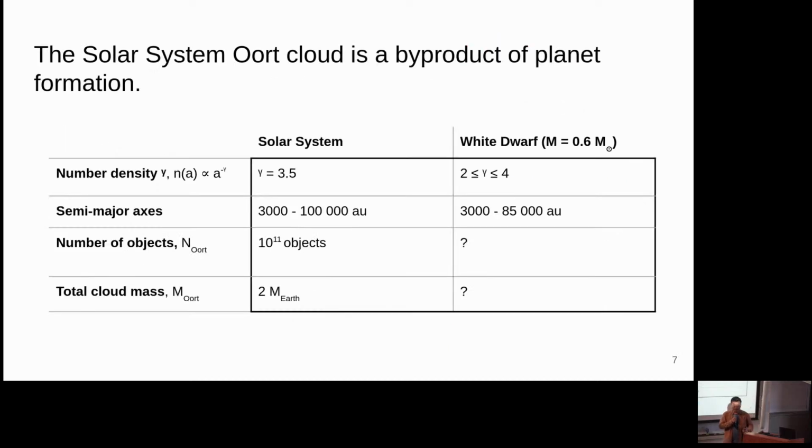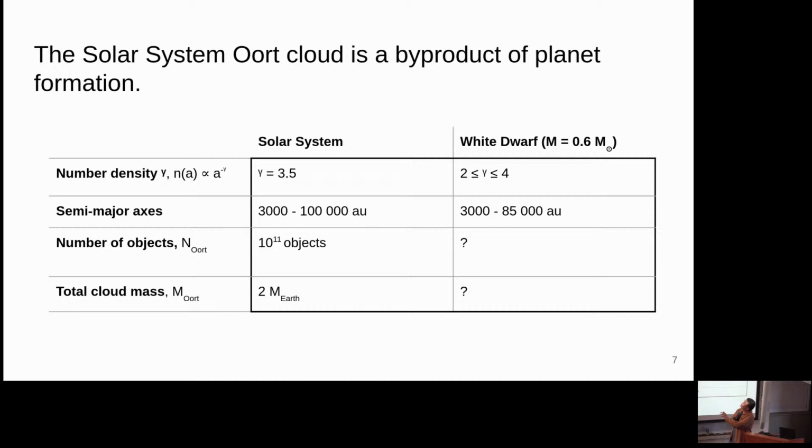So before I talk more, the solar system Oort cloud is a reservoir of materials from about 3,000 to 5,000 AU all the way to 100,000 AU. It's formed by the ejection of planetesimals in the early solar system as they interact with giant planets. There is an estimate of about 10 to the 11 or 10 to the 12 objects in the solar system Oort cloud, and the total cloud mass is about 2 Earth masses.